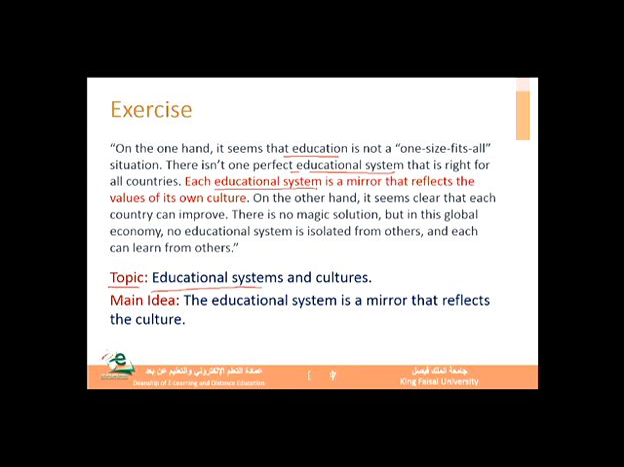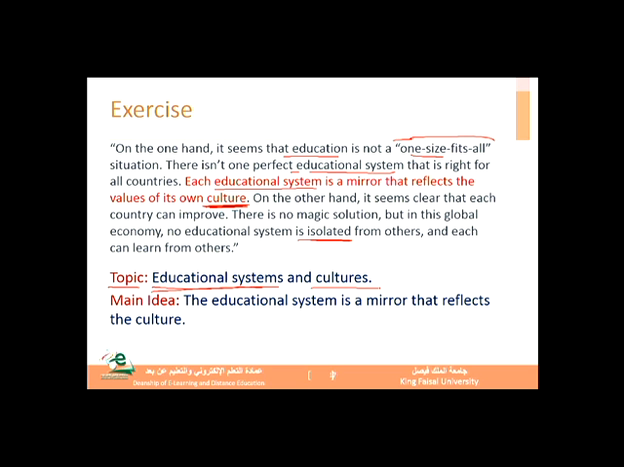And then culture. So education is not a one-size-fits-all situation. So basically what this means is one solution or one program or one model that works for all countries. So education is not like that. So what makes it different? All right, what makes it different is that each educational system reflects the culture of that country. All right, so here we know that, and we continue reading, right? So isolated, that is also related. It tells us that no one educational system is isolated from other educational systems. So you see, all right, so the topic is educational systems and cultures. So this is the general topic.